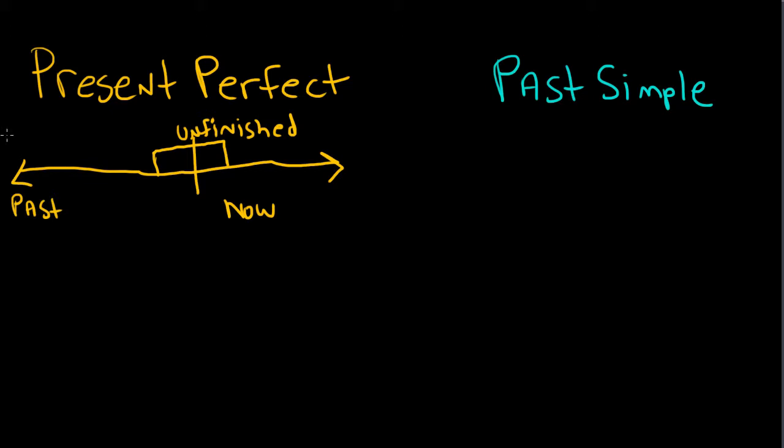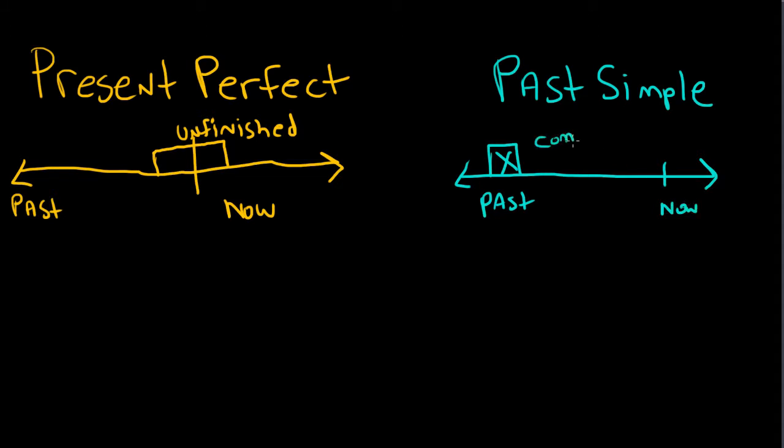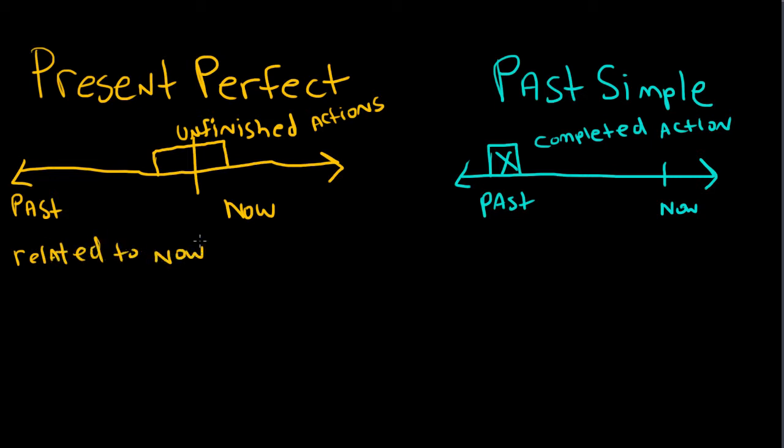The past simple refers to an action that happened in the past and is a completed action. So the present perfect is an unfinished action in the past related to now, and the past simple is a completed action in the past.